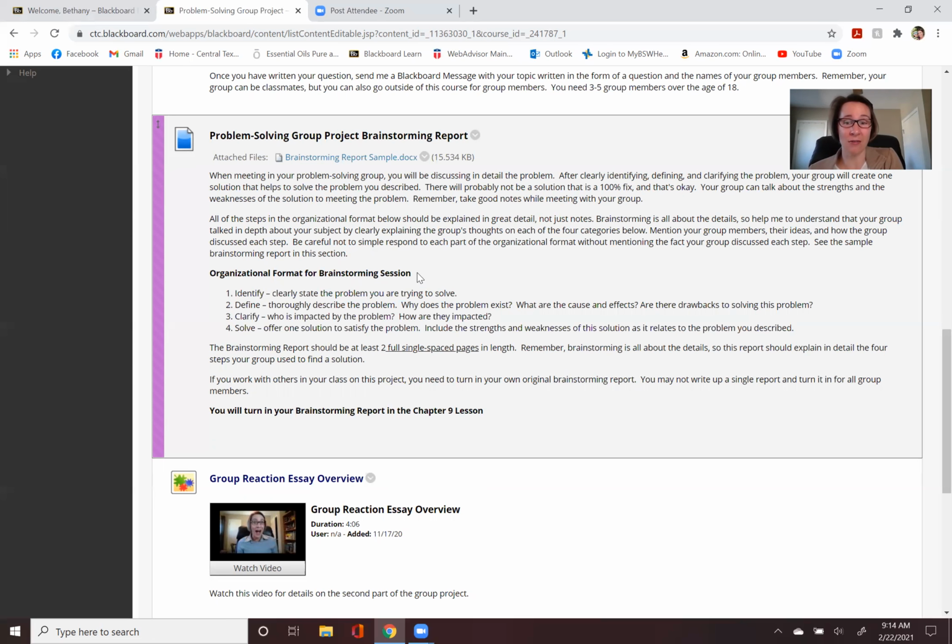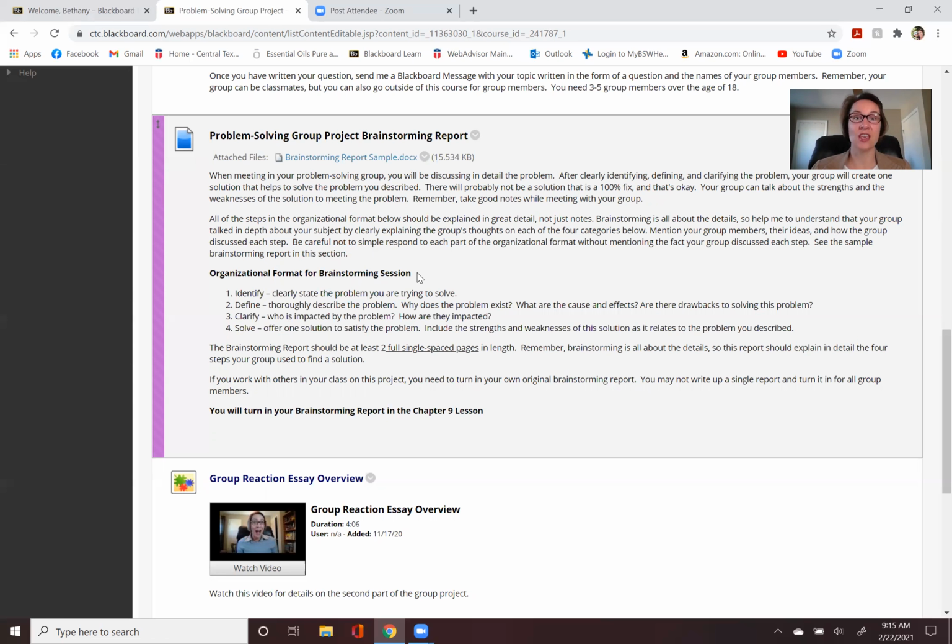What are the effects of that problem? What are the drawbacks to taking that problem away? What if it was solved? Then clarify who is impacted by this problem, how are they impacted, and then solve it, offer a solution. And you're working toward getting everyone's input and feedback and ideas as you walk through each step of the process. Your brainstorming session should be at least an hour long. This is where you're really trying to dig deep in understanding these different components for the organizational format.